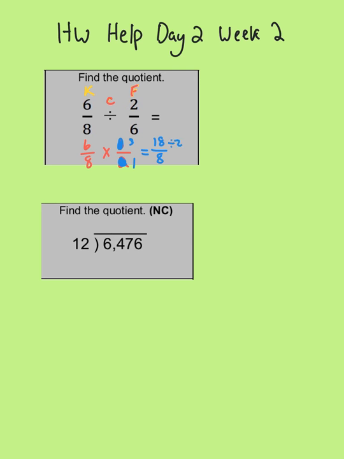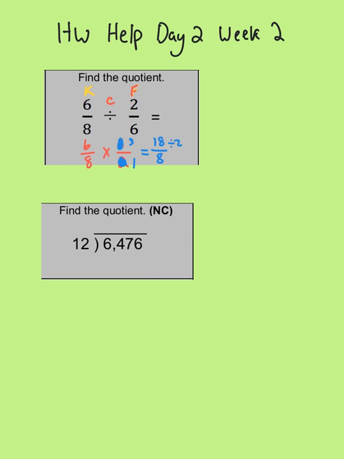So out of all of these, you could pick any one. That's the cool thing about partial quotient. I'm going to go with the one that has the number closest to this, but you can't go over. So what I'm going to start with is 500. So I know 12 can go into 6,476 at least 500 times, which is 6,000. And then I'm going to subtract. I have 476. So I have to figure out 12 into 476.